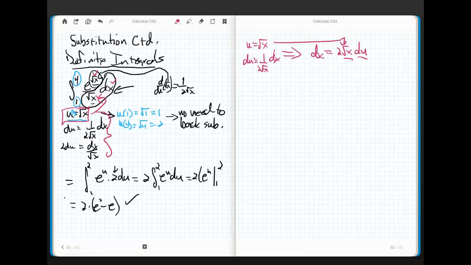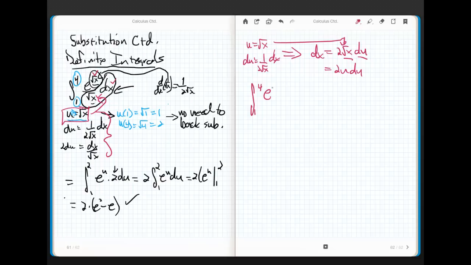Now I'm having to do all this. What's going on? I have to back substitute. I know that u equals root x. So now I know that dx is equal to 2u du. Now when I account for this, remember, I'm going to have the integral from 1 to 4. My new limits are going to be the same.